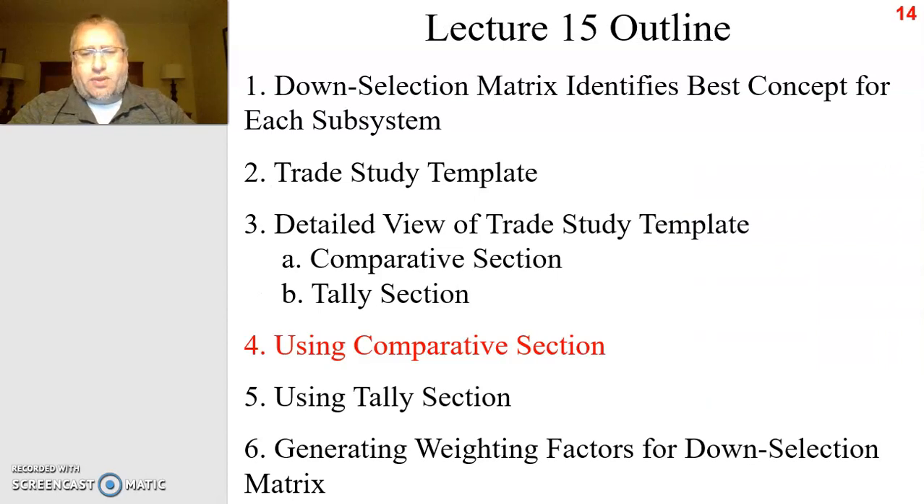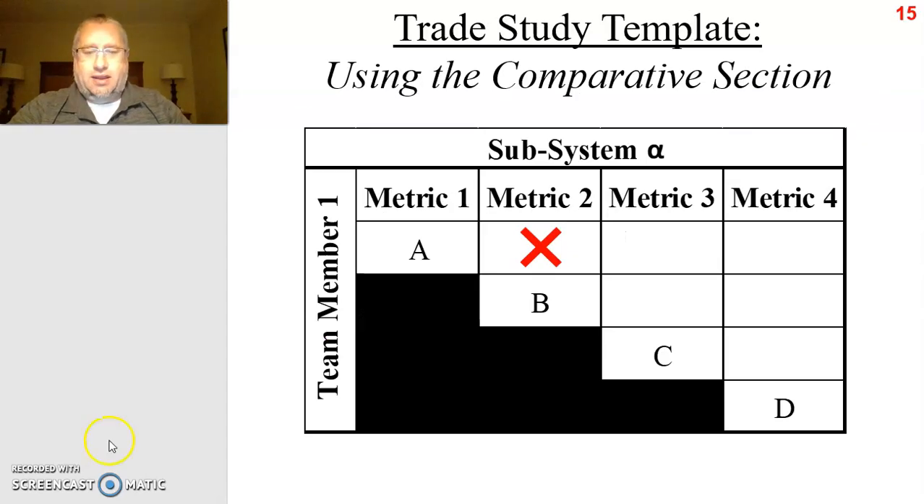Okay. So now I'm going to show you how to use the comparative section. I've just isolated the comparative section all by itself. The useful part of the comparative section is these empty cells. This one happens to have 6 of them, 1, 2, 3, 4, 5, 6. And I put an X in this one just to show you that this is the one that I'm focusing on for this particular example.